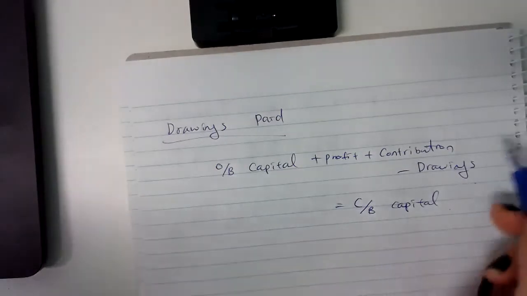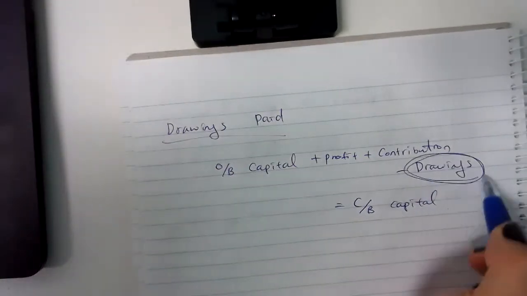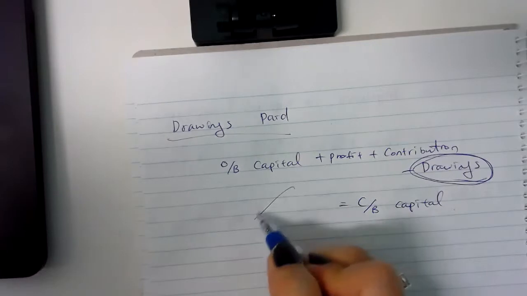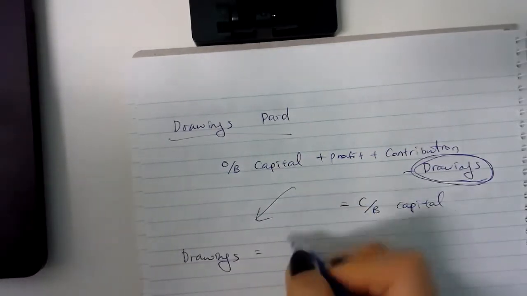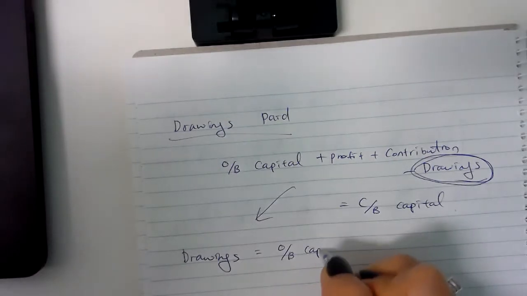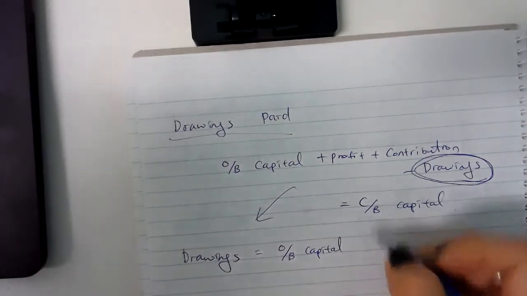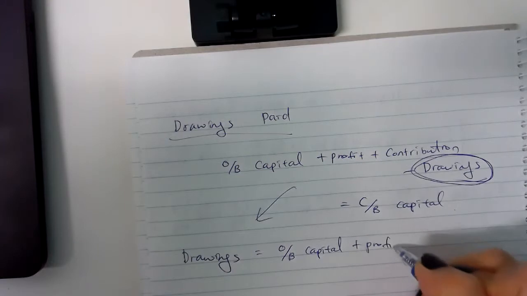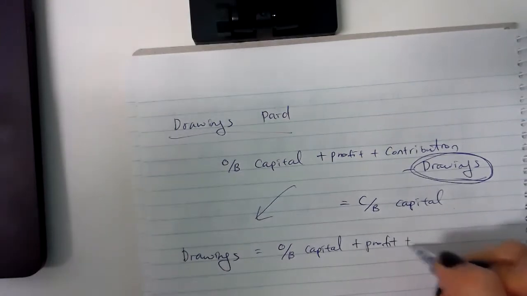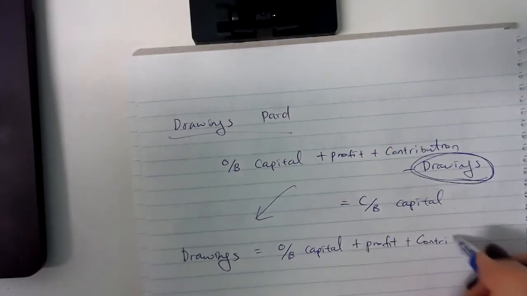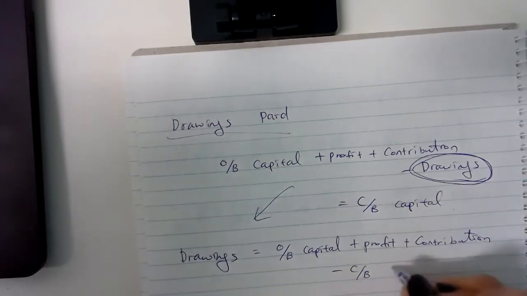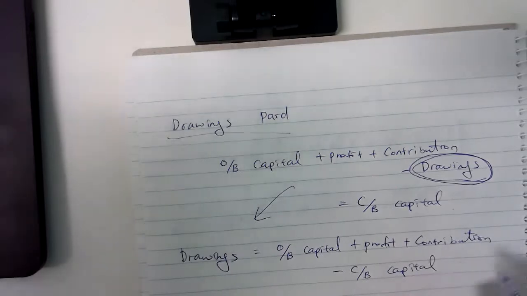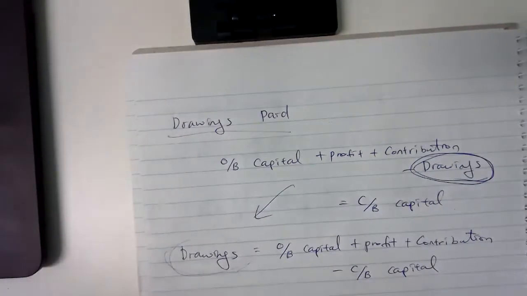Now, what we want to know is this. Then we can rewrite this into drawings is opening balance of capital plus profit for the year and plus contribution, if any, minus closing balance of capital. That's how we work out drawings.